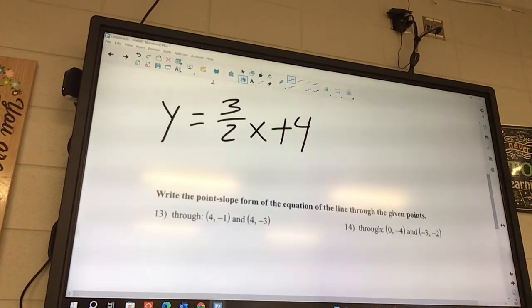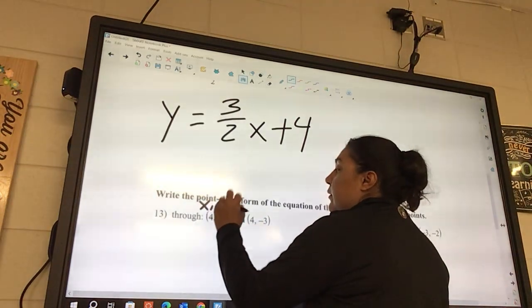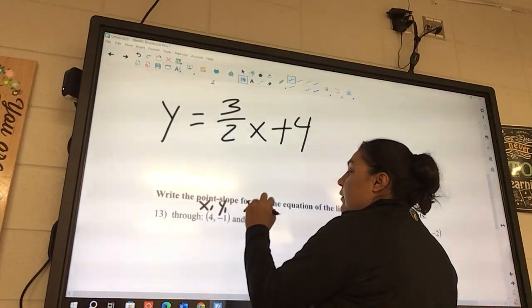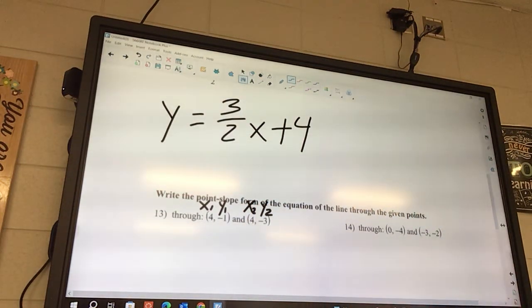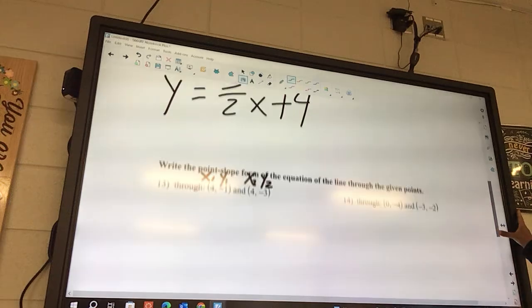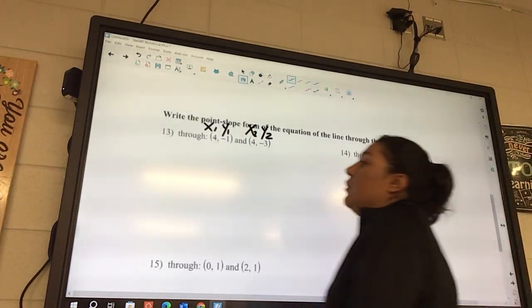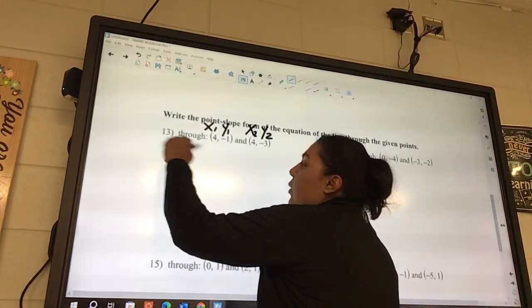Number 13 looks kind of like what we did yesterday. What do you do with the 2 points? Mark x1 and y1. x1, y1, x2, y2. Okay, what's the formula that uses those? It's x2 minus x1 and y2 minus y1. Close. Is it y on top? The y's do go on top.